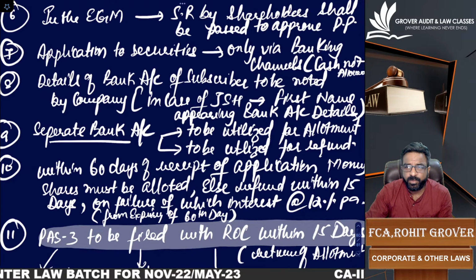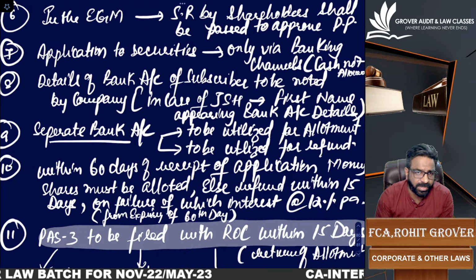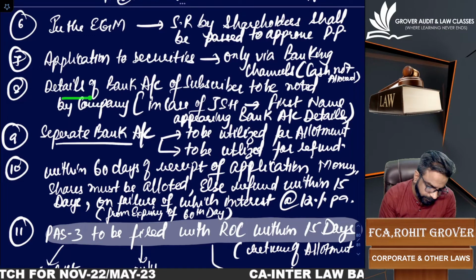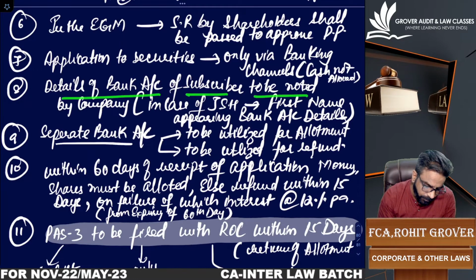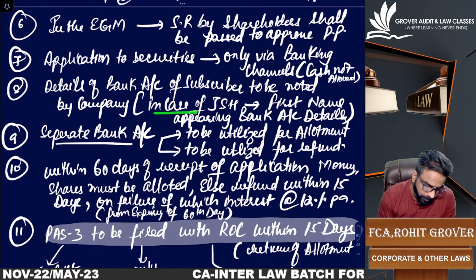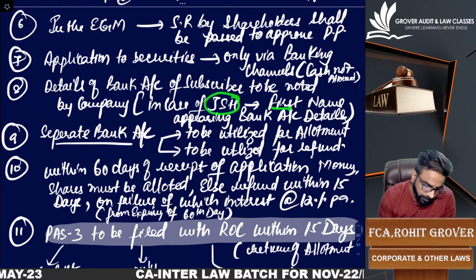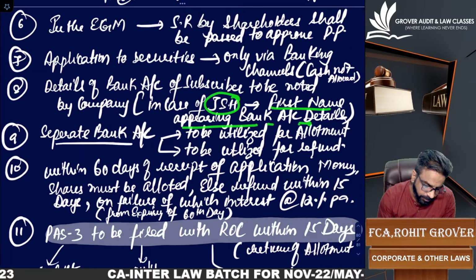Yes. So I hope all of you are able to understand it. Okay. Now, Amma, what is the point number 8? Read the point number 8. Details of bank account of subscriber to be noted by company in case of joint shareholding. Joint shareholders, first name appearing, bank account details.